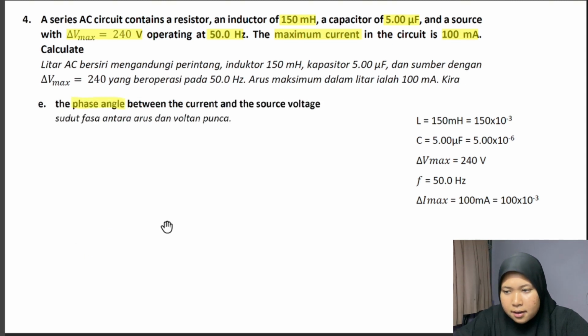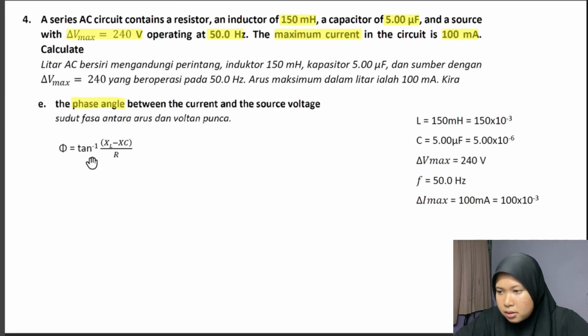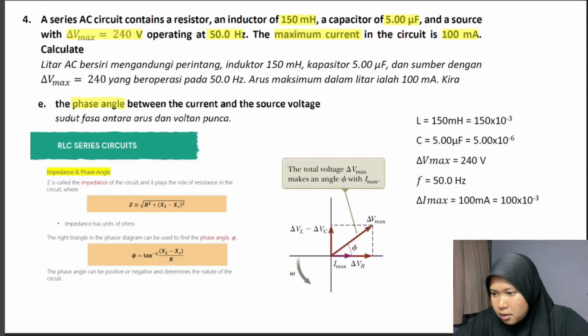Lastly is the phase angle between the current and the source voltage. The phase angle can be determined by the right triangle in this phasor diagram, where the total voltage Vmax makes an angle phi with Imax, and can be written as phi equals tangent to the power of negative 1 of XL minus XC over R. We substitute the values: tangent to the power of negative 1 of 47.12 minus 636.6 over 2326, and we get the phase angle phi value of negative 14.22 degrees.